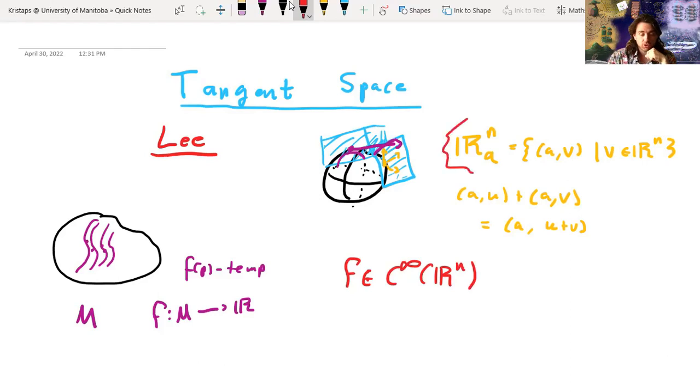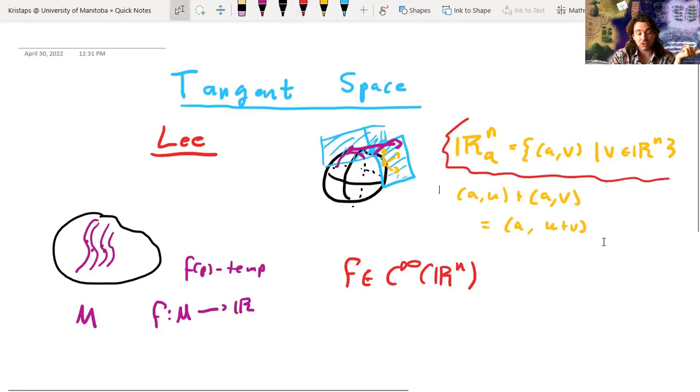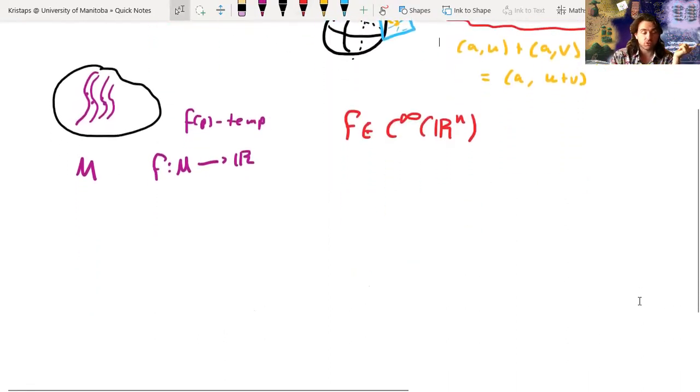So with this definition of our tangent space in Rn, I can use this to define an action of each one of these vectors.